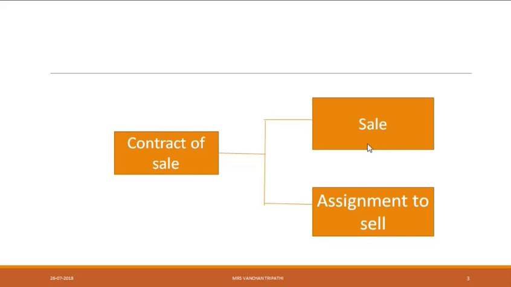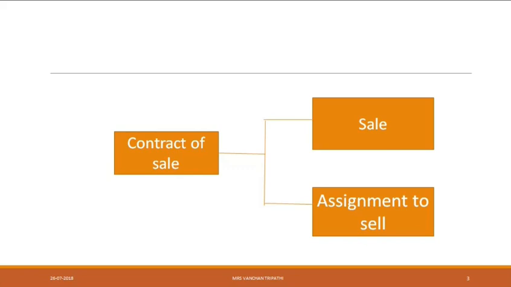Sale. What is sale? Sale is an executed contract. Please pay attention. Sale is an executed contract where the property in the goods is immediately transferred from the seller to the buyer. From the seller to the buyer. The contract is called a sale. So sale is a process which involves the immediate transfer of the goods to the buyer. So this is the sale.